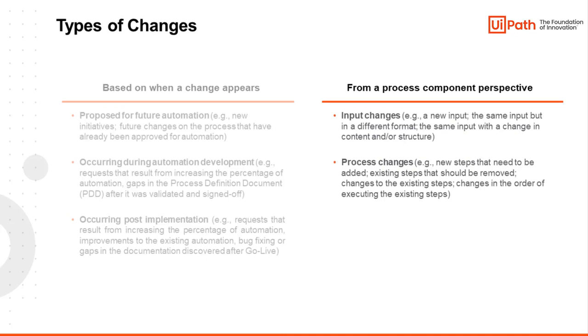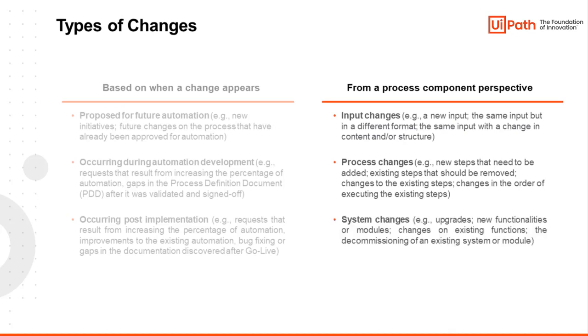Process changes. This category includes new steps that need to be added, existing steps that have to be removed, changes to the existing steps, or changes in the order of executing the existing steps. System changes, which can be represented by upgrades, new functionalities or modules, changes to the existing functions, or the decommissioning of an existing system or module. Lastly, there are output changes, covering new reports or dashboards, changes to existing reports, and new logs.